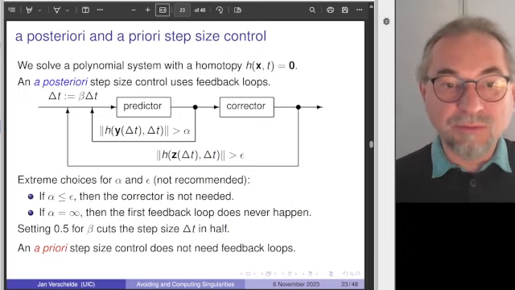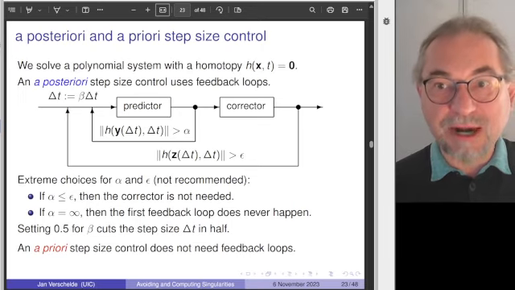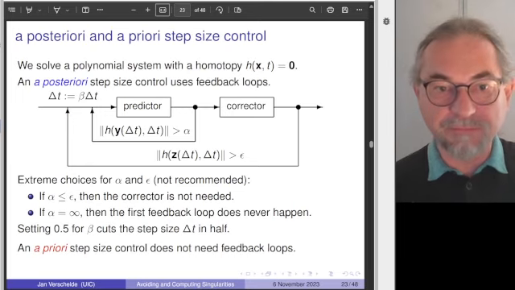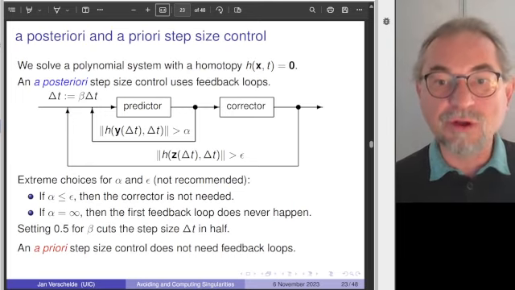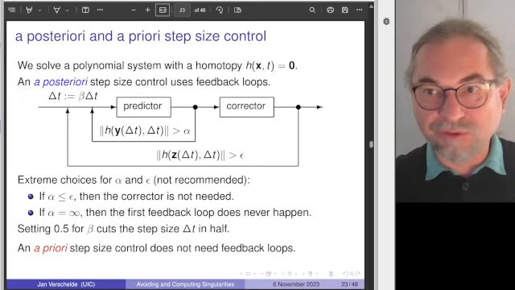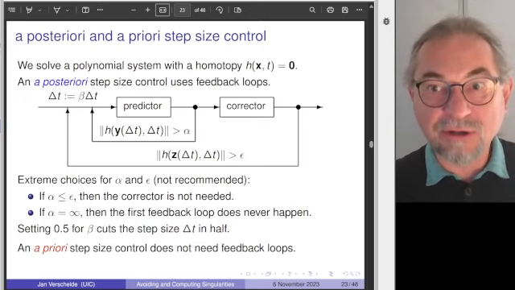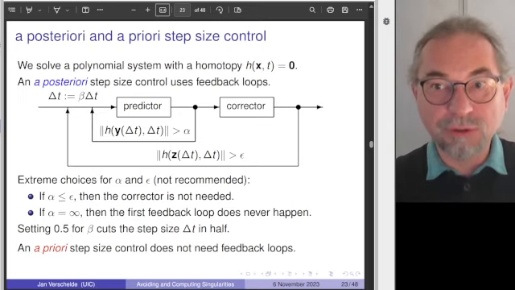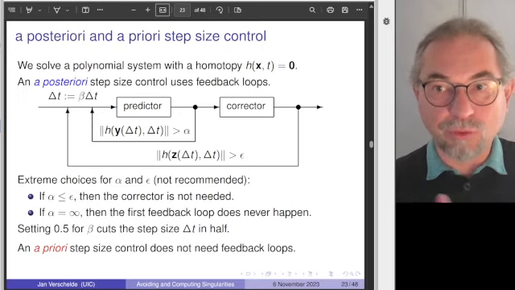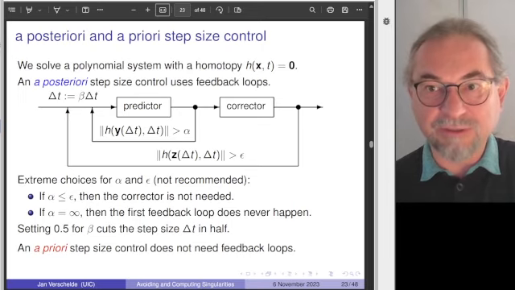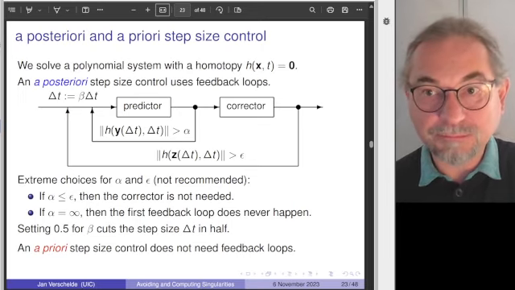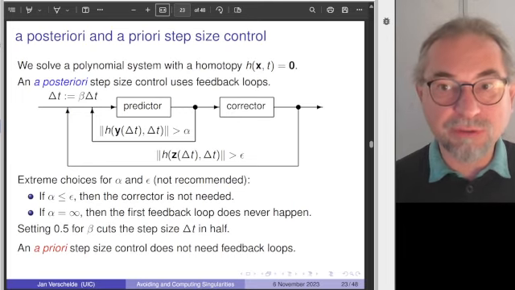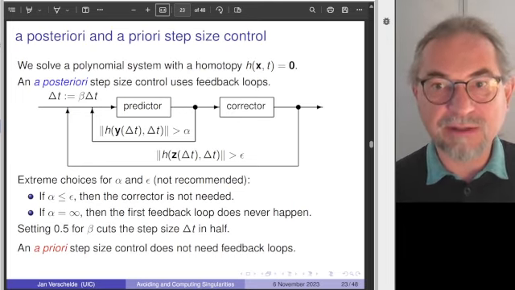Okay, so we typically cut the step size in half. There are still two parameters here. Even so, an a priori step size control does not need feedback loops, but it's always good to do one extra corrector step. But with the two methods that we are using, the location of the nearest pole and the detection of the curvature, we typically do not need feedback.